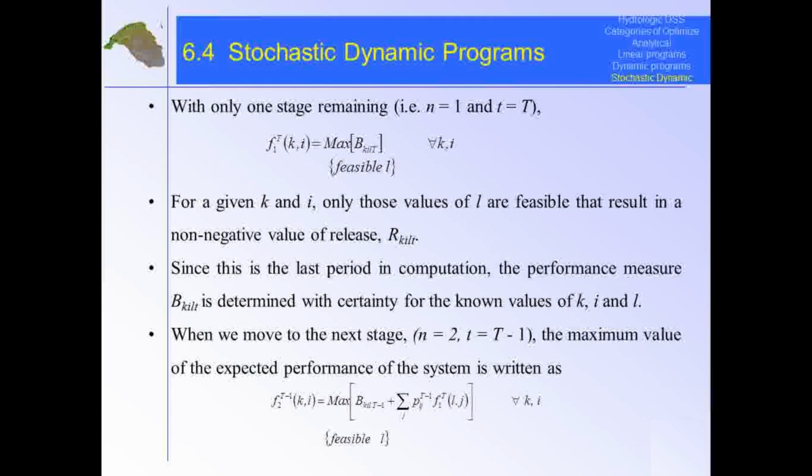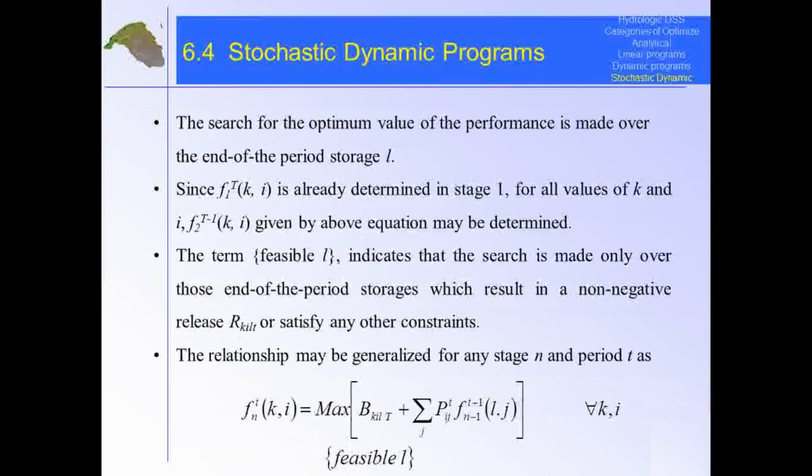But when you want to do it for stage number 2 and the next period, which is t minus 1, there is something to be added, obviously. So the general equation for the nth stage and the tth period would be kind of like this. So this is a general relationship.